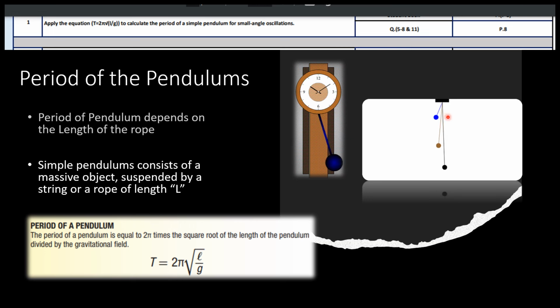So for a short rope, the period is short, maybe taking 1 second to make one cycle. However, the black one is taking maybe 3 seconds to make a cycle. So every time the length of the rope is more, the period is more.